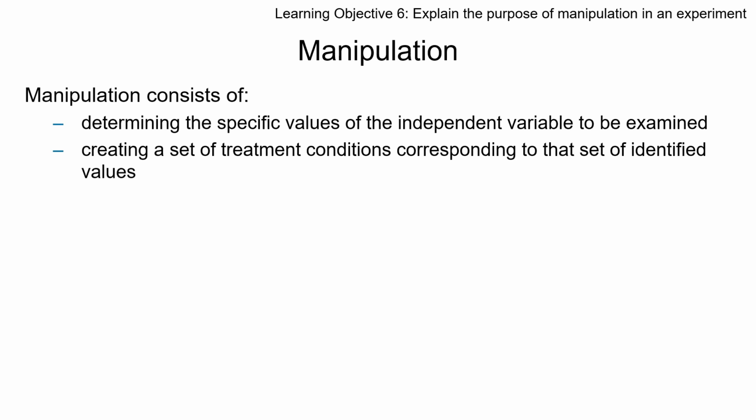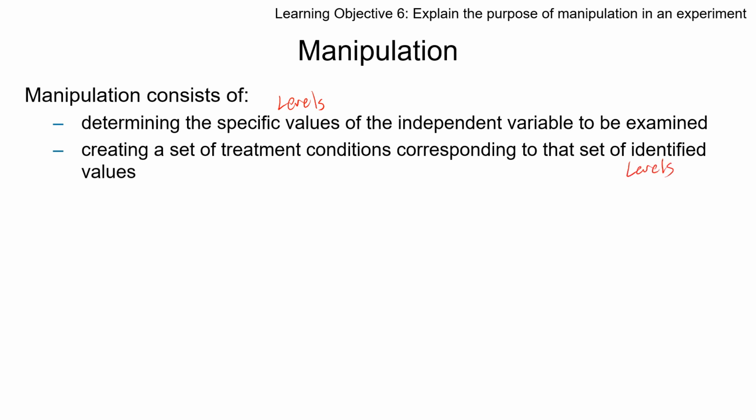So the next thing we're going to talk about is manipulation in an experiment. Now we're going to look at the experiment as a whole from the beginning, and then be able to look at manipulation and directionality and control and all of those. The first thing is manipulation. This is where we determine the levels of the independent variable, and we create from that a set of treatment conditions corresponding to the levels.